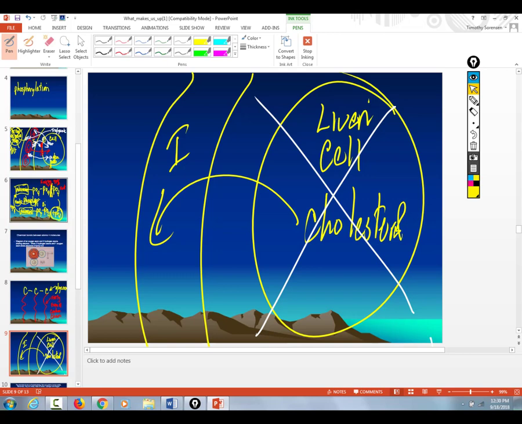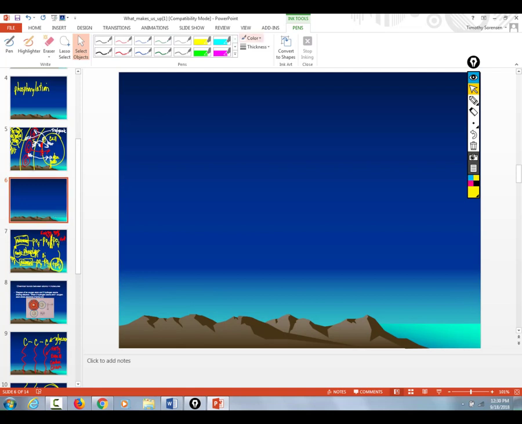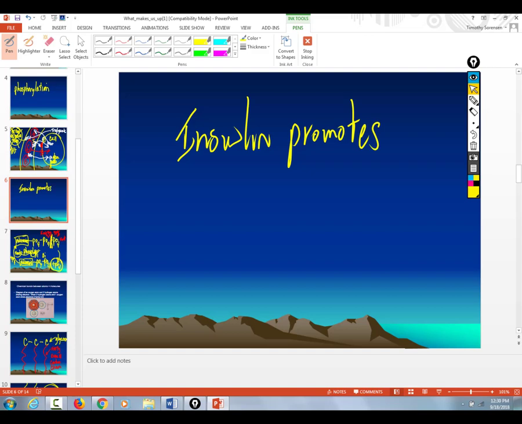How many functions? The final function. What's your function? Do you remember that? The final function is insulin promotes healing. There you go.